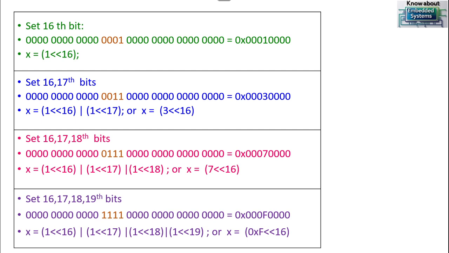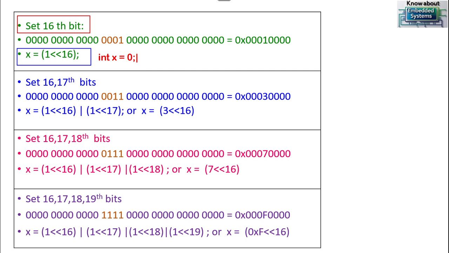Now I have totally 4 questions here, and one by one we will discuss how to do that. The first question says: I have one variable called X, and I want to set the 16th bit of that variable. So X is an integer variable, just keep it in mind.